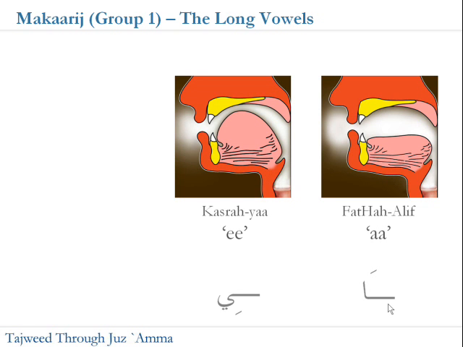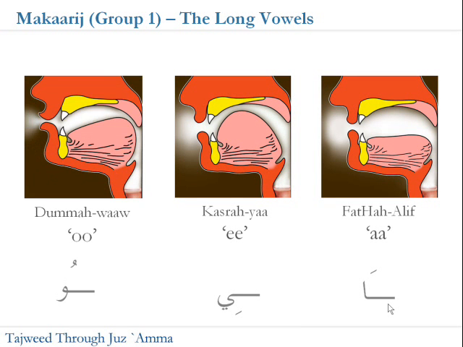We then have the kasra ya, and if you say E, it's the same thing again. The air flows all the way from the bottom of the throat out through the front of the mouth, except for the middle of the tongue becomes more raised. Okay, and with the E sound, the mouth movement or the jaw movement is vertical and slightly horizontal. With the Fatha Alif, it was almost completely vertical.